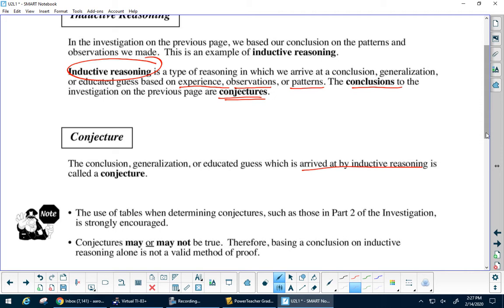You know, there are diseases, you know how diseases are contracted. You know, we have to make sure we wash our hands. That's all based on inductive reasoning. They found that if you wash your hands, the flu is not spread as widely. Okay? Now, just remember that that conclusion or generalization is called a conjecture.